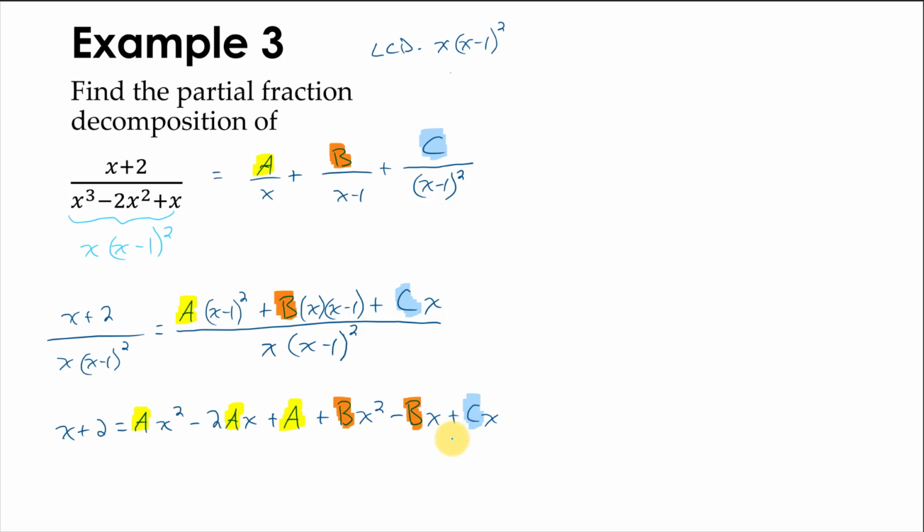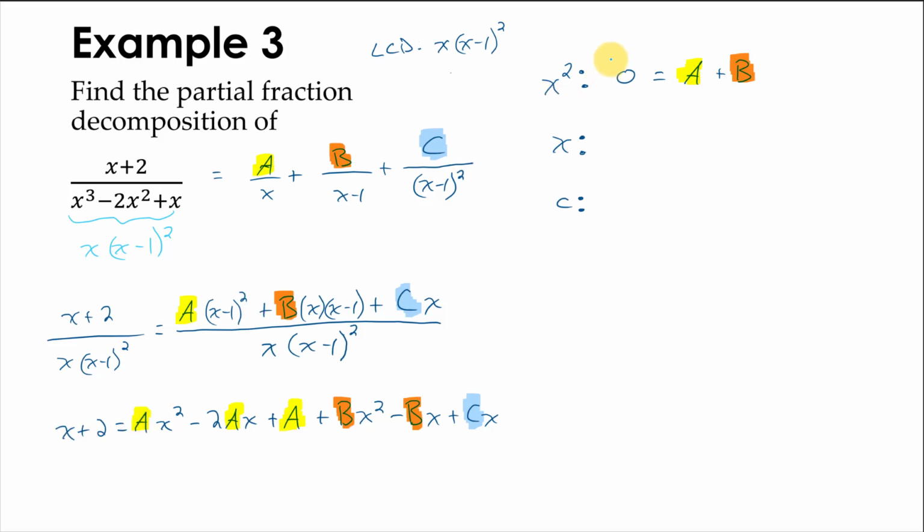So we can go ahead and again, I'm going to set up 3 equations now because I have x squared terms, x terms, and constant terms, okay? So again, I'm just equating my coefficients, all right? So for my first one, I don't have any x squared terms over here.